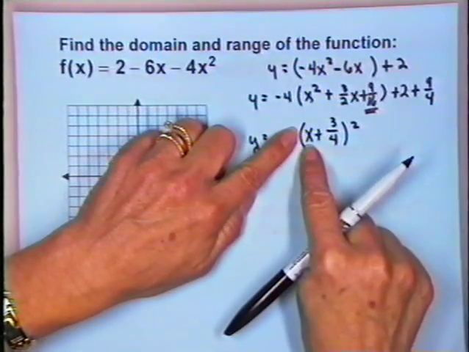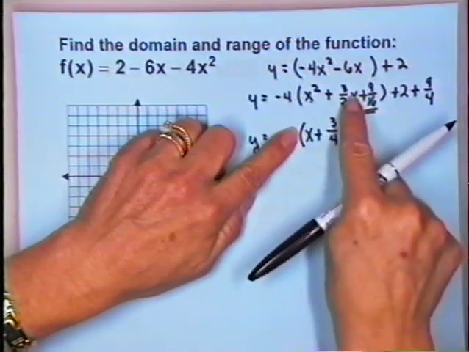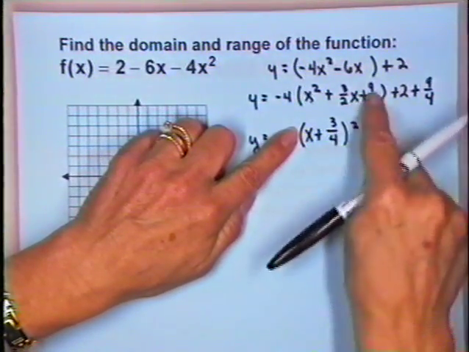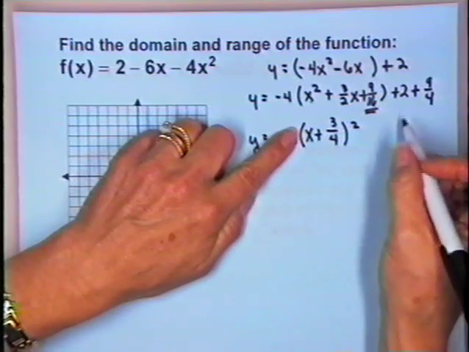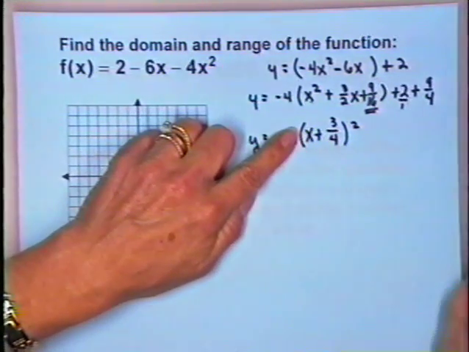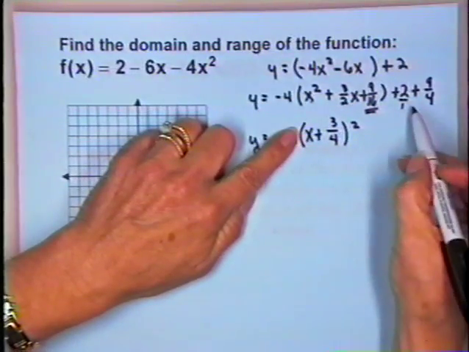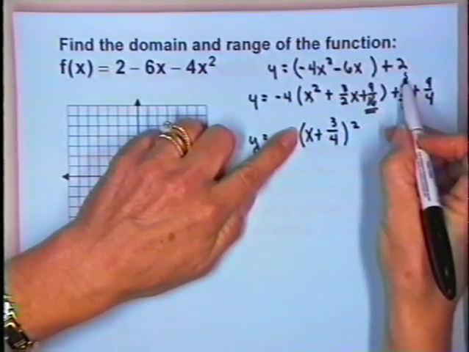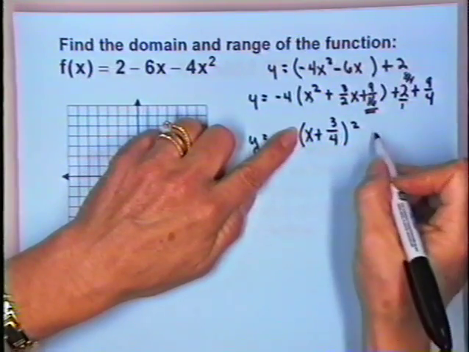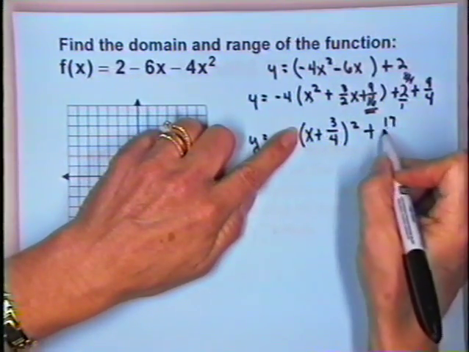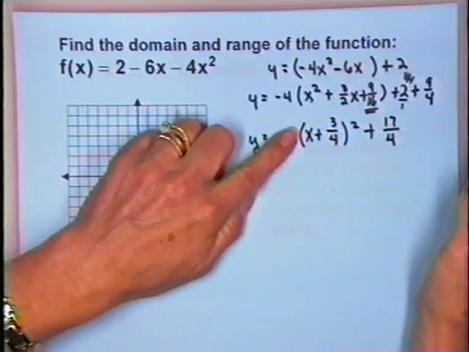3/4 x doubled. Well, if I double 3/4, what do I have? I have 6/4, which reduces to 3/2. And if I square 3/4, I get 9/16. Now, this 2 we can think of as being over 1 and add these together. If you get a common denominator of 4, this is going to be what? 8 over 4 is 2, so 8/4 plus 9/4. 9 and 8 is 17/4.